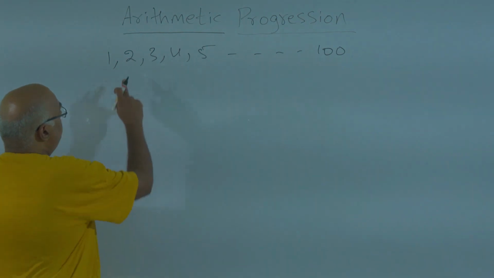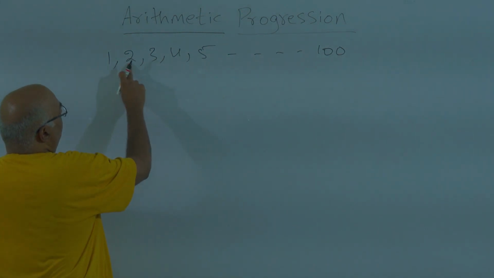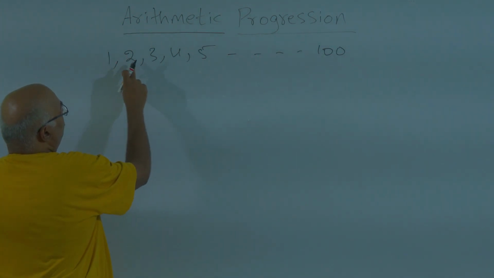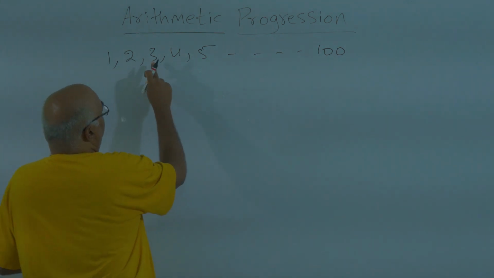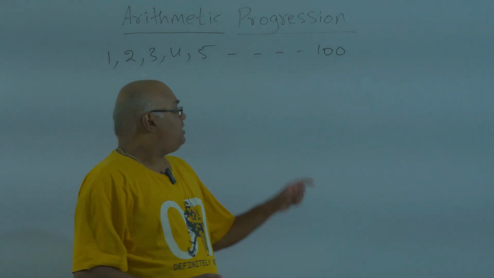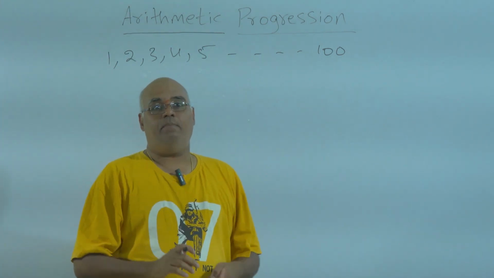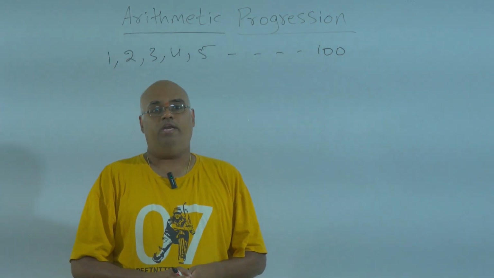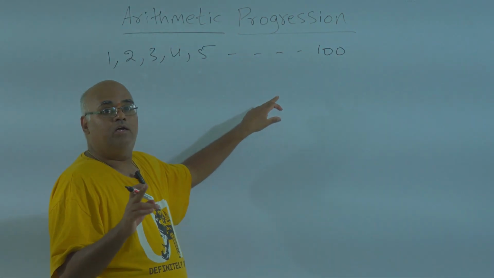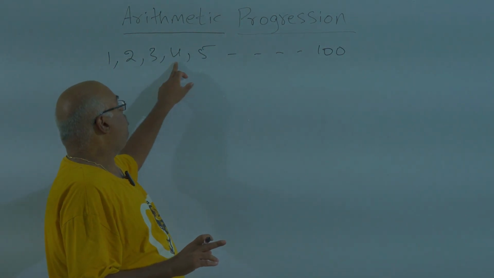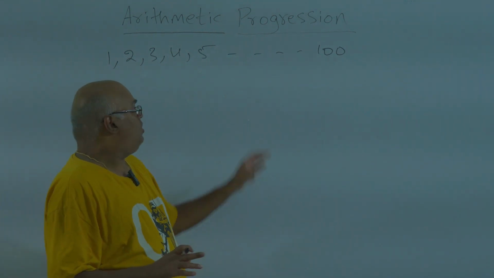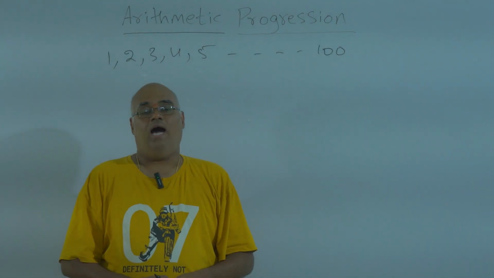Why? Because if you observe this 2 here, how do you get 2? The first element is 1. If you add 1 to this 1, you will get 2. You add 1 to this 2, you will get 3. You add 1 to this 3, you will get 4. You add 1 to this 4, you will get 5. That means in this sequence, every term can be obtained by adding a certain quantity to its earlier number. So, 5 can be obtained by adding 1 to 4, 4 by adding 1 to 3, and 3 by adding 1 to 2. This kind of sequence is called an arithmetic progression.